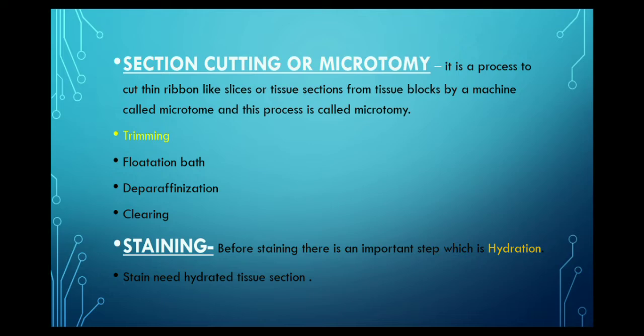After trimming, there is a flotation bath. A dissecting needle is used for splitting tissue sections and picking them onto the slide so that tissue can be fixed. I mean to say, the tissue section is picked by the dissecting needle, and then tissues are placed on the flotation bath which has water in it. This process is done to remove the wrinkles or foldings from the tissue.